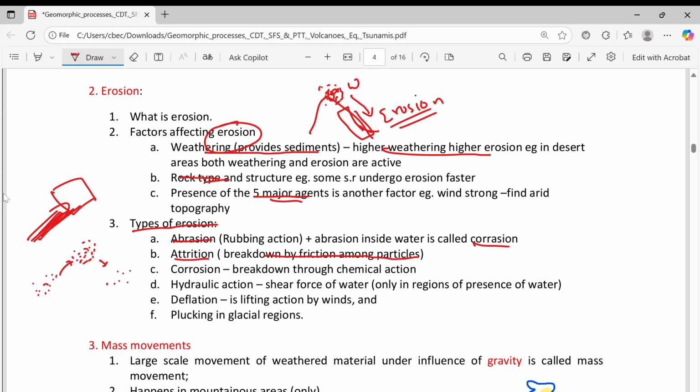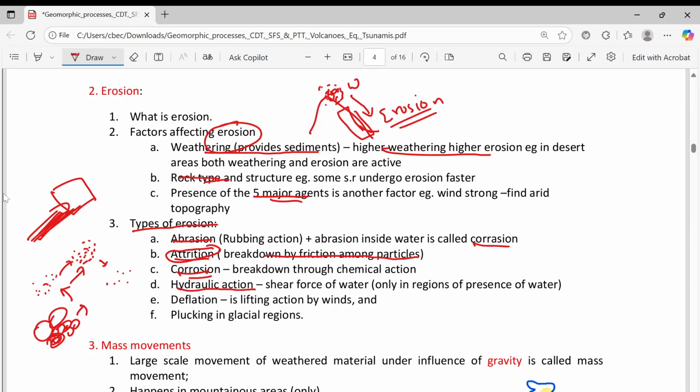Okay, that is attrition. For example, big particles are undergoing attrition. They will convert into small particles, and they convert into still smaller ones like that. That is attrition. Attrition means particles colliding with each other. Then corrosion means rusting action, oxidation reaction, chemical action.